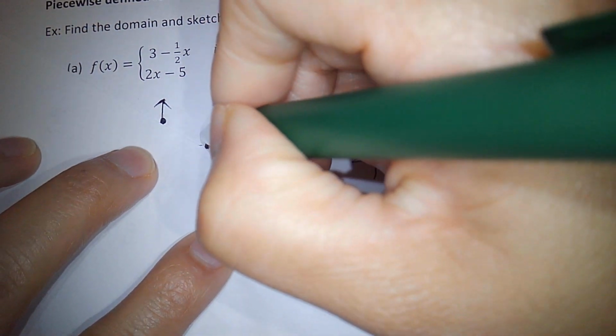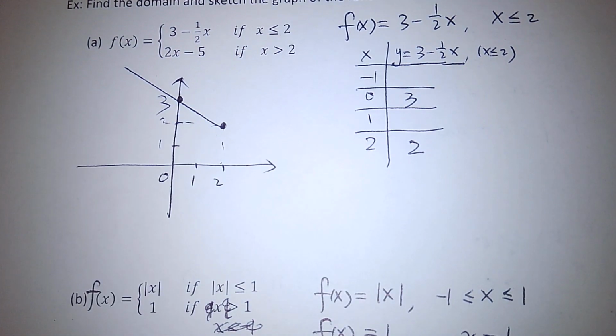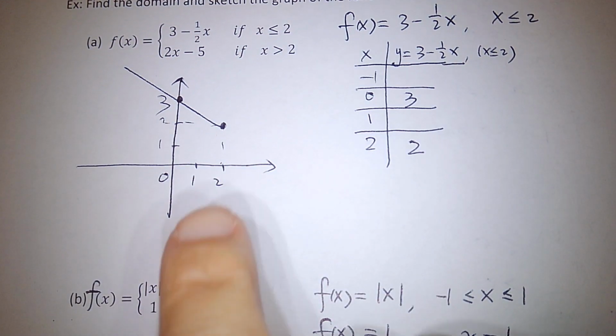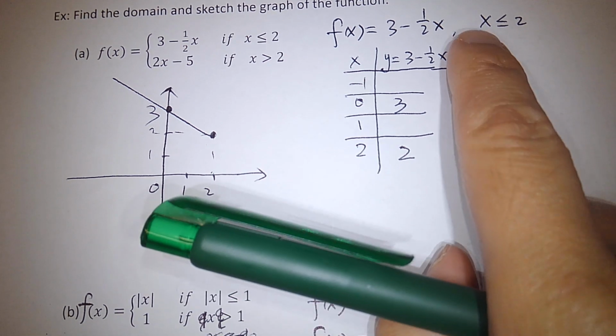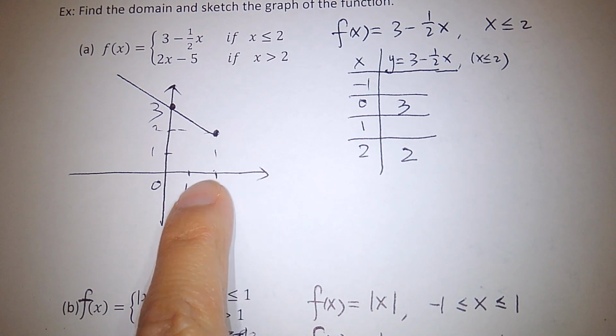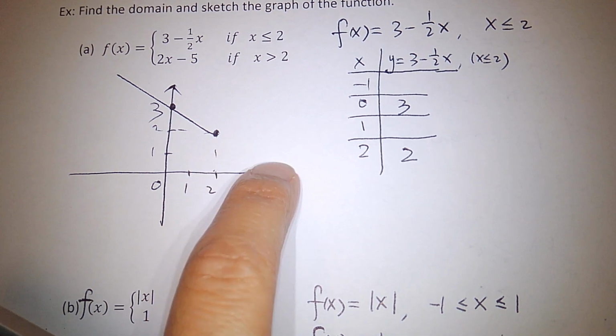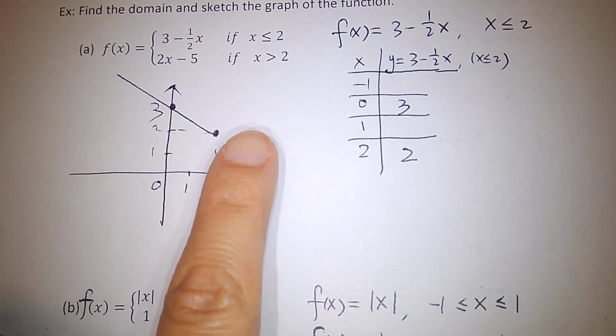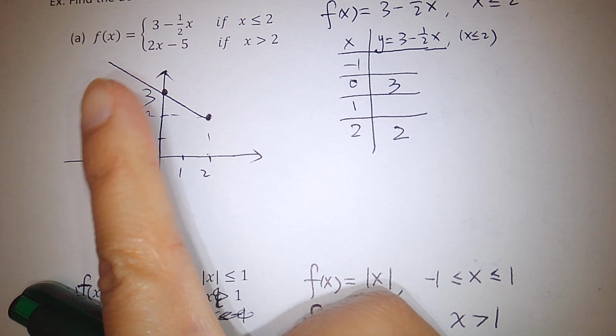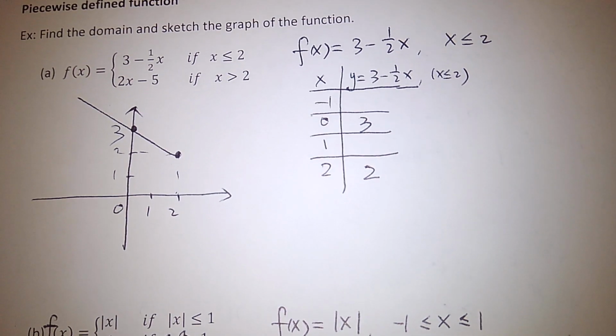You can use a ruler. Here I'm just using my piece of paper and making sure that the x value is less than or equals 2. We're not going to extend our line in this direction because x is bounded. X has to be less than or equals 2. Right, guys? Alright, this is the first piece.